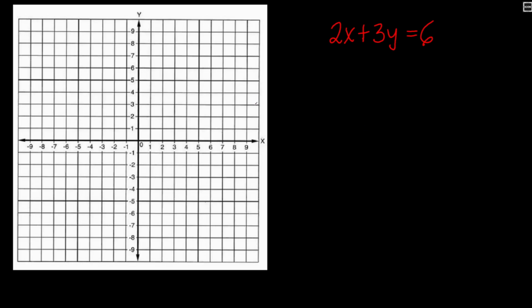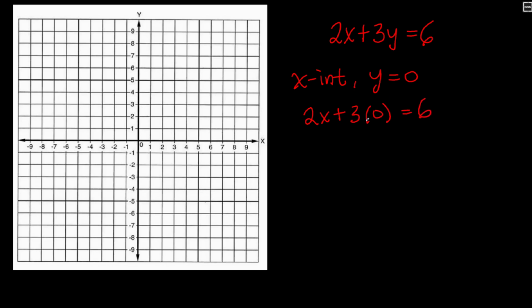In this video, we will learn how to find the x and y intercepts of an equation. To find the x-intercept, what you need to do is set y equal to 0. So we're going to take this equation that we have here and replace y with 0.